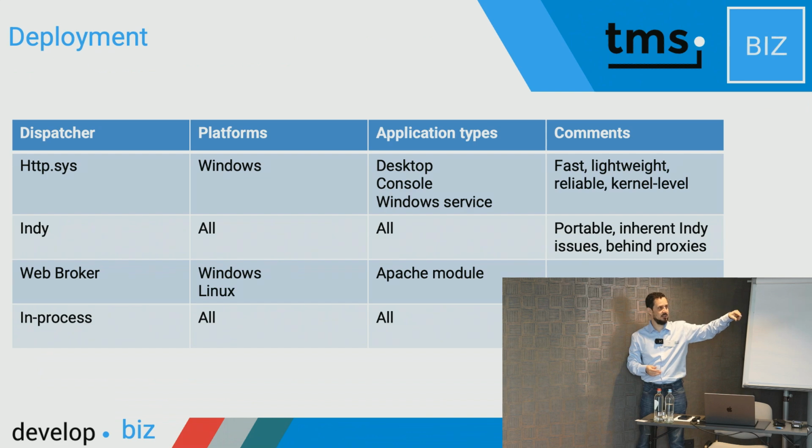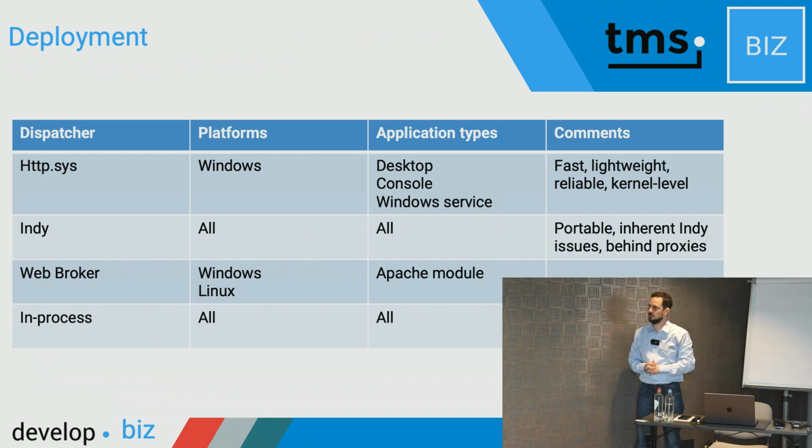As I said, this is something that you don't have to worry about in your daily use. Sparkle handles this. It uses Indy and uses http.sys. It doesn't matter. It gets the information about the HTTP request and response and gives you the abstract classes to work with. Okay, these are the supported platforms. So mostly if you are using Windows, http.sys is the most recommended way. If you are using Linux, web broker or Indy, and for testing and debugging, in-process.